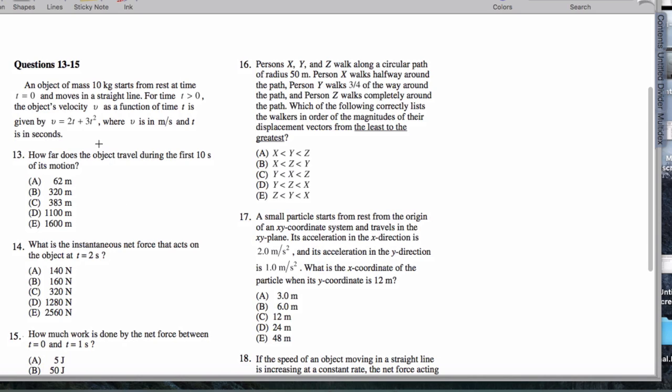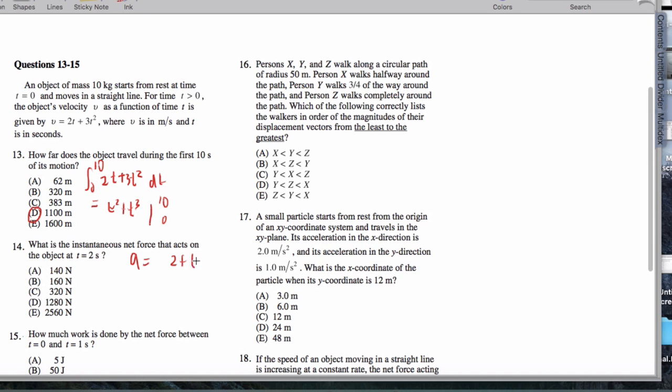All right. How far does this object travel during the first 10 seconds? Man, I'm just throwing these integrals at you. The integral of 2t plus 3t squared dt from 0 to 10. My goodness. That's going to be t squared plus t cubed from 0 to 10. I'm getting 1100 meters.